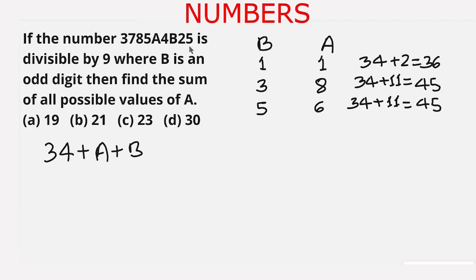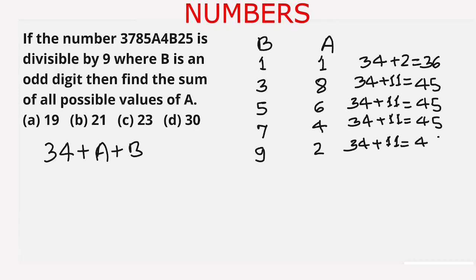The next value which B can have is 7, and when B is 7, then A can be 4, so that again 34 plus 11 is 45. The next value of B can be 9, and at that time A can have the value 2, so that 34 plus 11 equal to again 45.